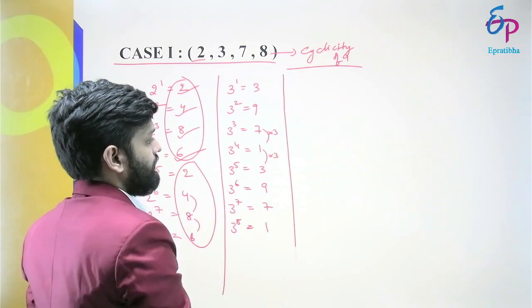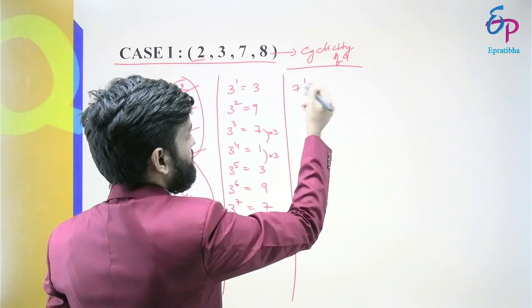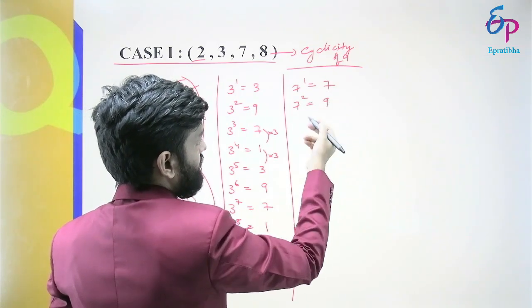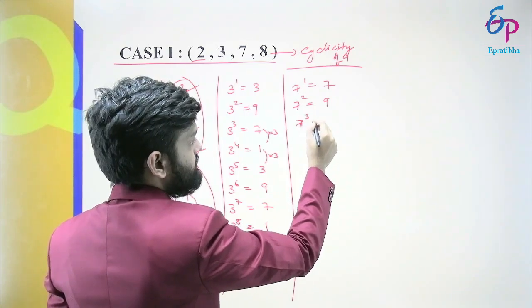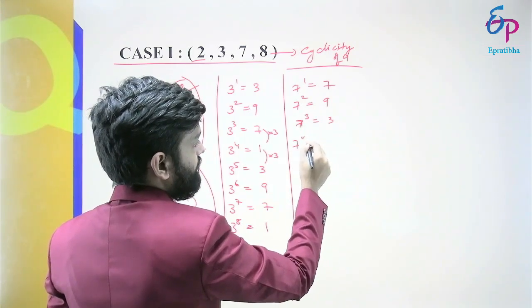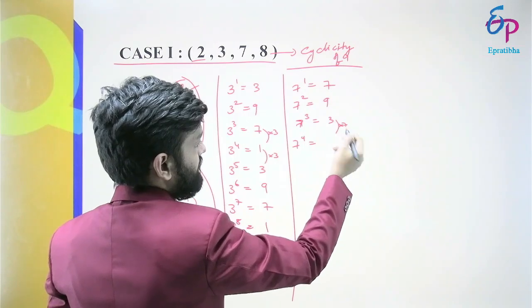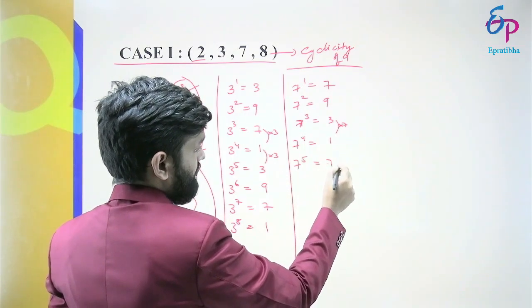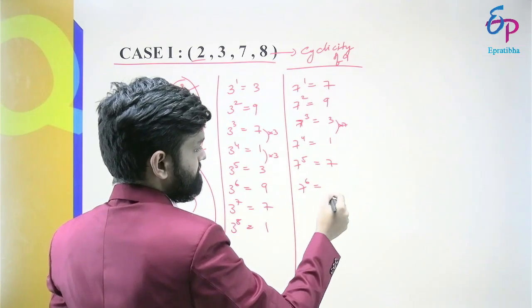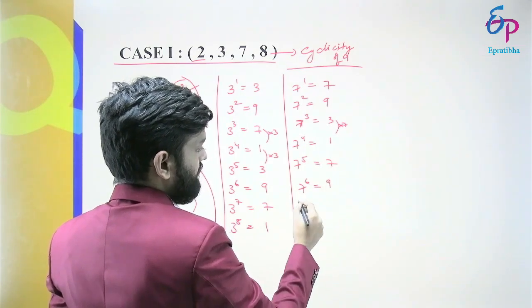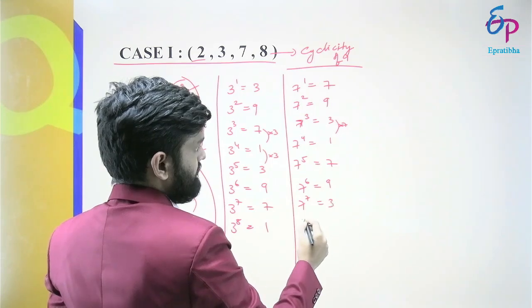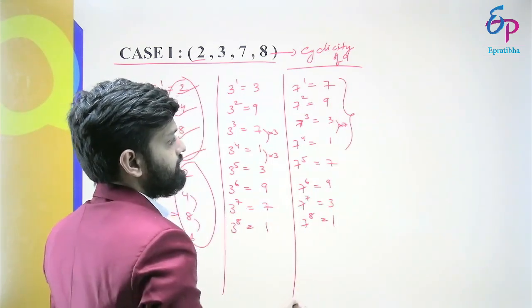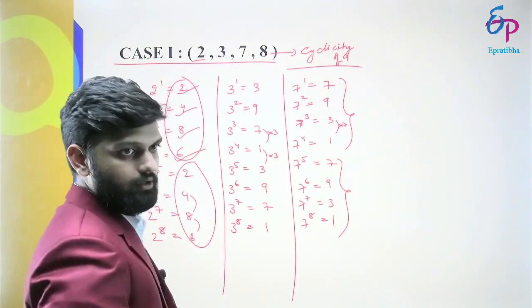Now the same thing with 7. Try it out with me. 7 power 1 is 7. 7 square is 49, the unit digit is 9. 7 cube is 343, it is 3. 7 power 4 is 1. 7 power 5 is 7 again. 7 power 6 is 9. 7 power 7 is 3. 7 power 8 is 1. So what is the pattern here? 7931, 7931.